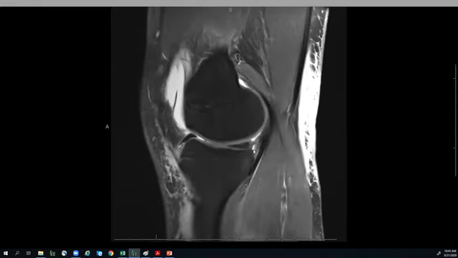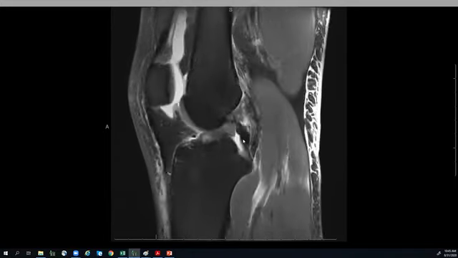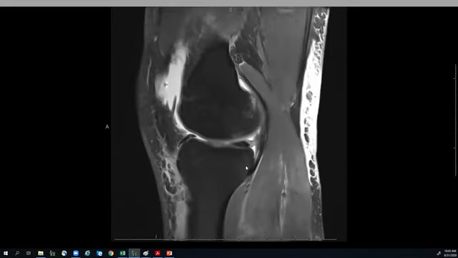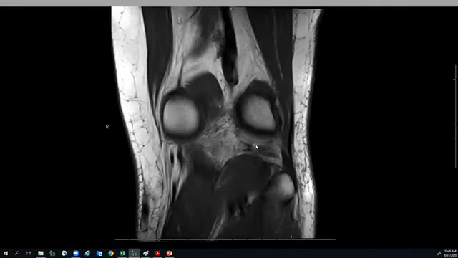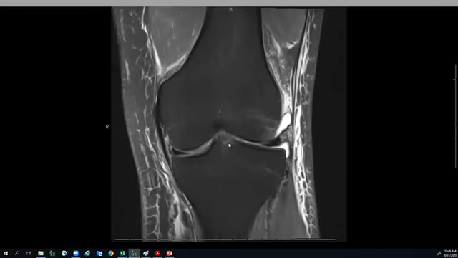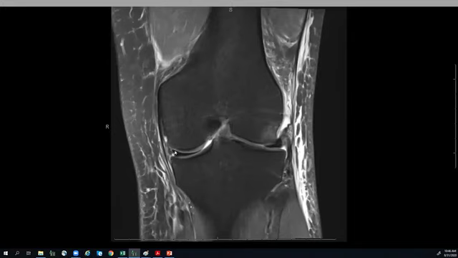When you see fluid-like signals separating the capsule from the posterior horn of the medial meniscus, this is referred to as meniscocapsular separation. And this is just something to be aware of. This is also commonly seen in patients who have had anterior cruciate ligament tears. In this case, not only did the patient have this meniscocapsular separation, but on the coronal plane, they also had this signal abnormality in the periphery of the meniscus.